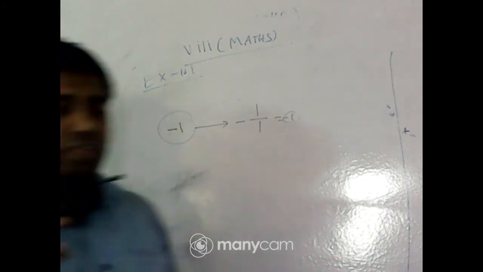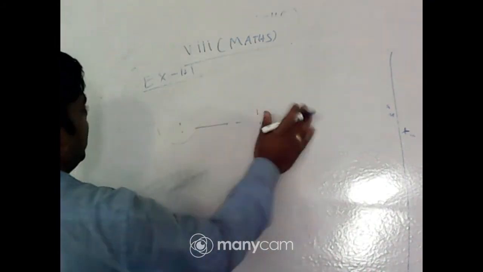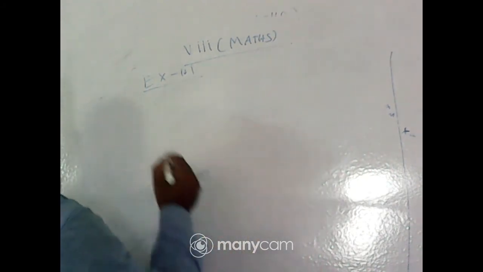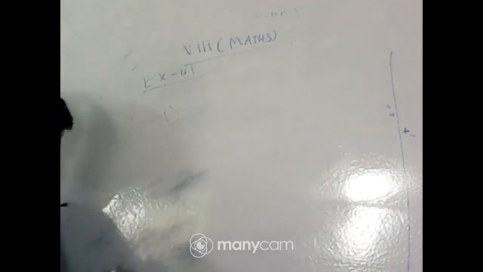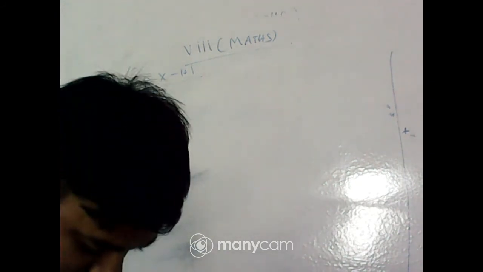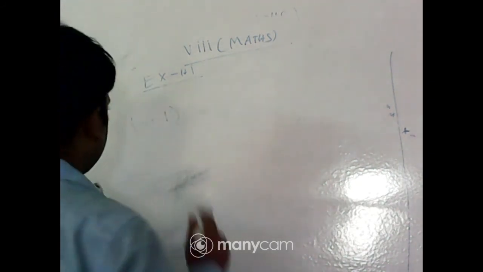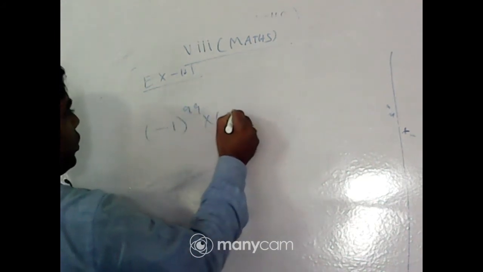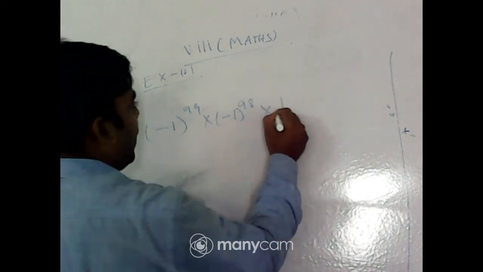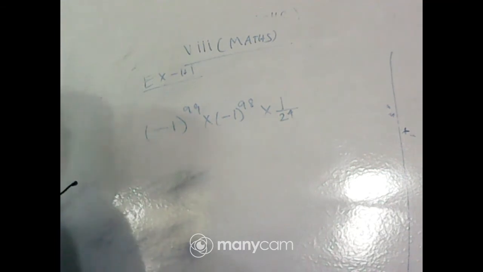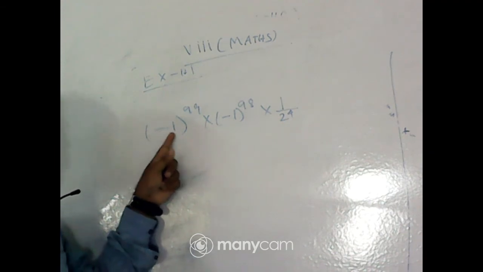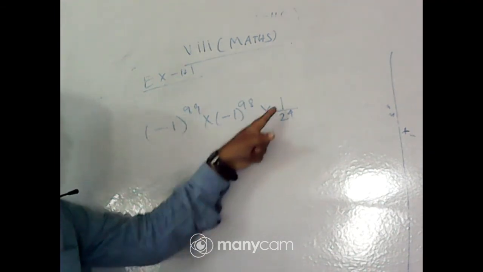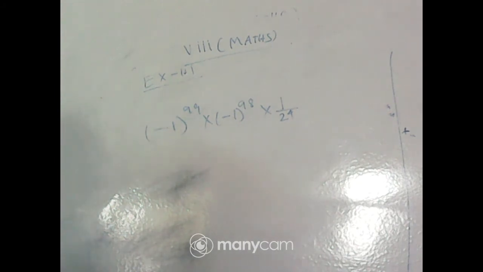Okay. Next question. Minus 1 whole to the power 99, minus 1 whole to the power 98, into 1 by 2 to the power 4. What is the multiplicative inverse of that number? Quickly answer. Again I am dictating: minus 1 whole to the power 99, minus 1 whole to the power 98, and 1 by 2 to the power 4. Answer it quickly. What is the multiplicative inverse of this number?